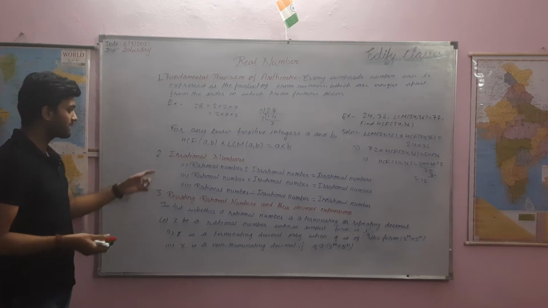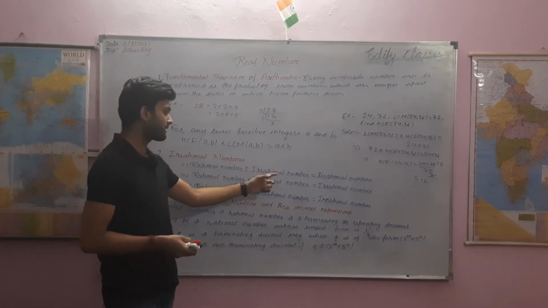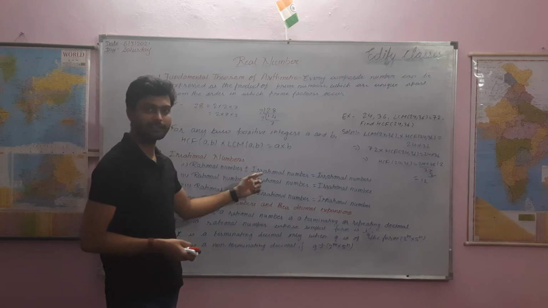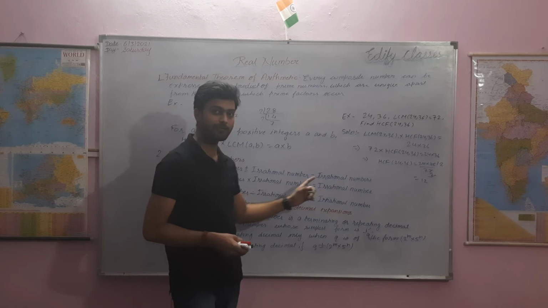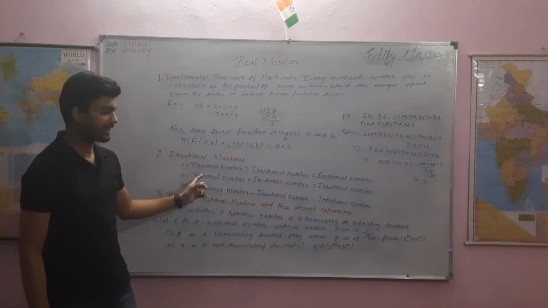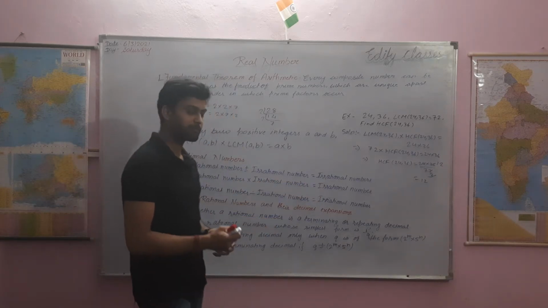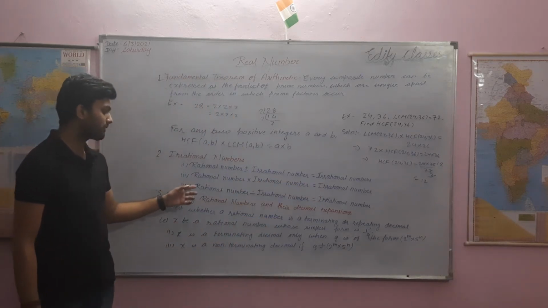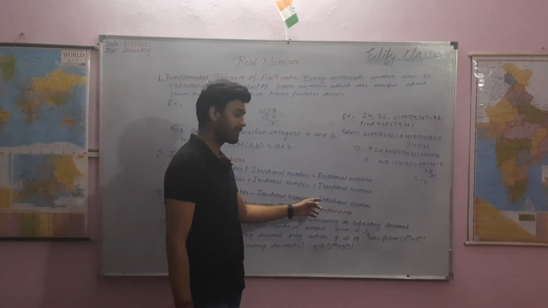The next concept here is about irrational numbers. If we add or subtract rational and irrational numbers, then the result will always be an irrational number. If we multiply a rational number with an irrational number, the result will be irrational. And if we divide a rational number by an irrational number, then also the result will be irrational.